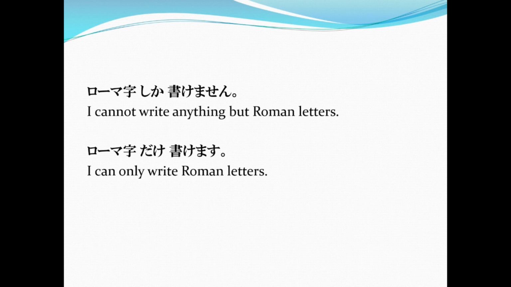When you want to say that you can only do a certain thing, you can only see a certain thing or hear a certain thing, you use shika, then the negative form of the verb. Well, if you want to say that you can write only this thing but in a positive note, you can use dake and then of course the positive form of that verb. Wakarimashita minasan?